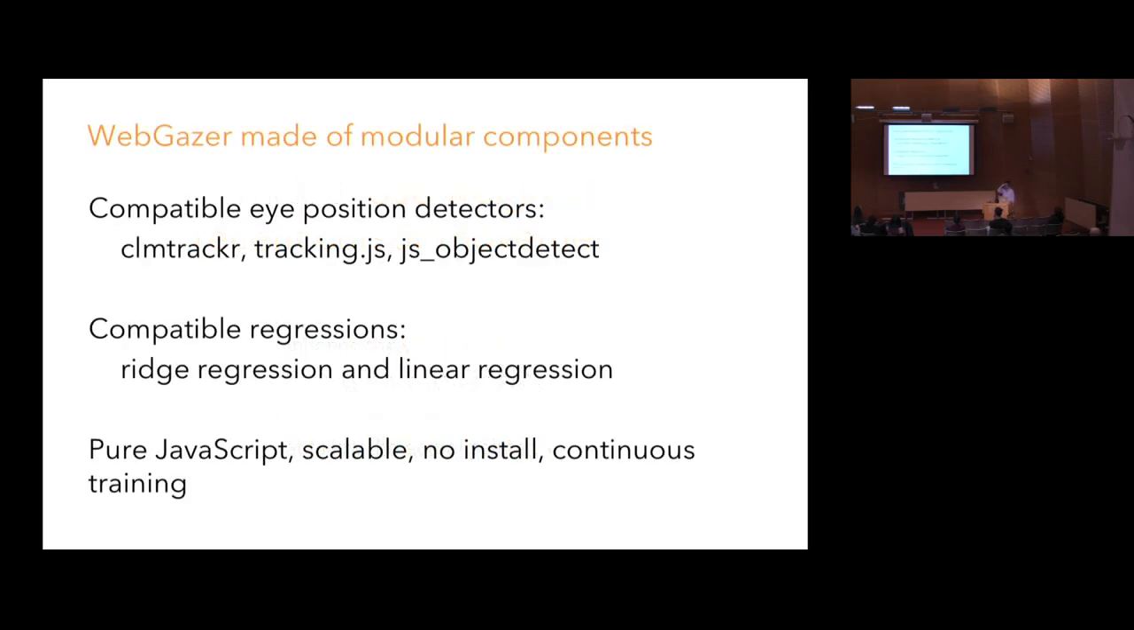And combined together, we made something called Webgazer. It's made of these modular components, so just pieces of things that we put together that are based on some of these tricks and some of these libraries that we use. It's compatible with 3 off-the-shelf libraries for detecting just where your eye is in the image. So we've made it work with 3 libraries out there, and then we've tried different regression models.